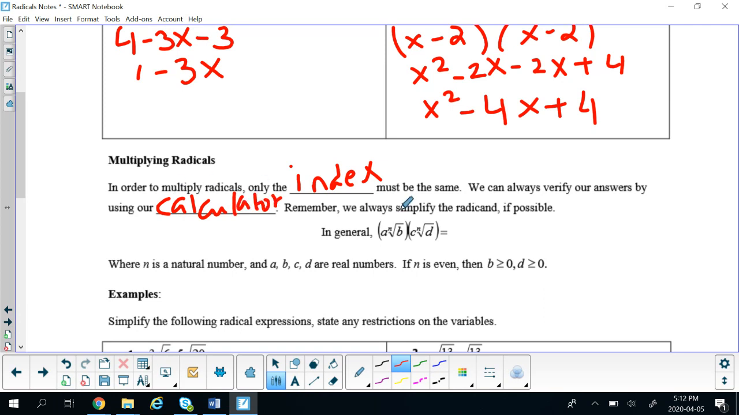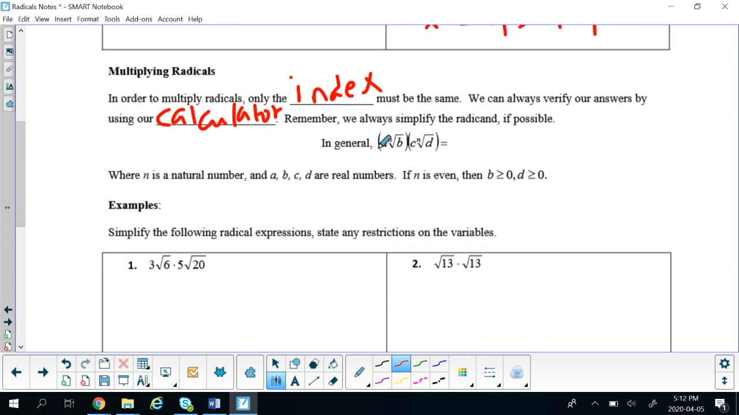Okay, remember we always simplify the radicand if possible. Now here in general, let's see here we have two radicals. Okay, we're gonna multiply these two radicals. For that, you always have to multiply the coefficients first, a and c. We're gonna multiply a and c. And then because our index is same in both the radicals, our index is n, so we can just multiply our radicands that are b and d.